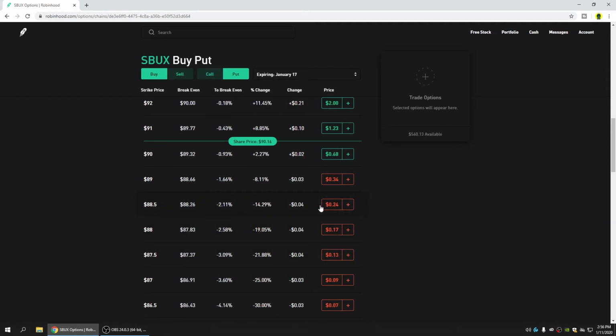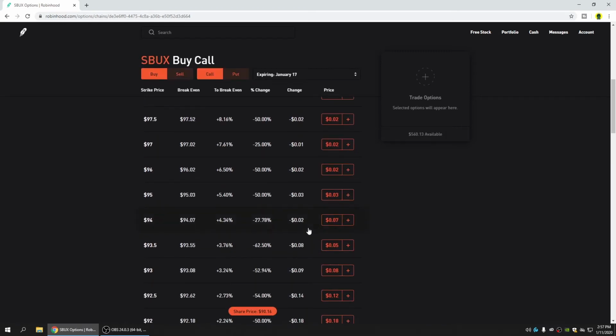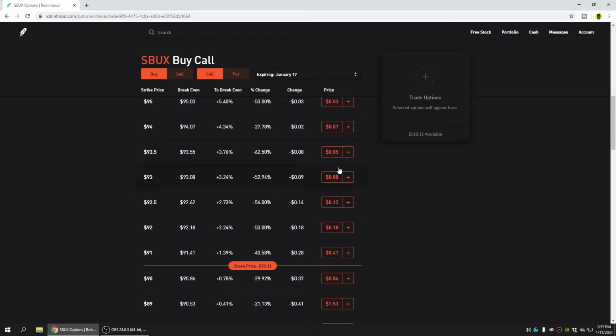And I think that's what confuses a lot of people, because these are two different things and they mean two different things, but you're still buying the contract. You're still paying 17 cents for a put, and you still would be paying 8 cents for the call up here if you thought the stock was going to go up rather than down. So I hope that makes sense.